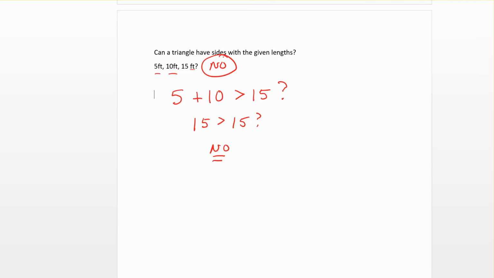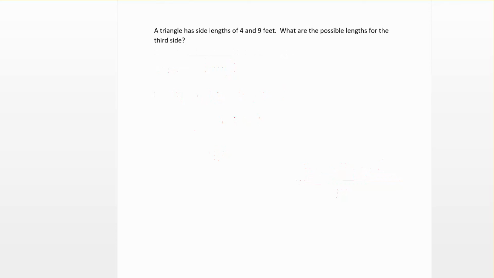Imagine if we had a board of length 15, a board of length 10, make it a little bit longer, and a board of length 5, they are not going to form a triangle. If we continue to rotate this 10 and this 5, what's going to happen? They're not going to make a triangle, because then this would be 10, this would be 15, and we kind of end up with a straight line. We would not end up with a triangle.